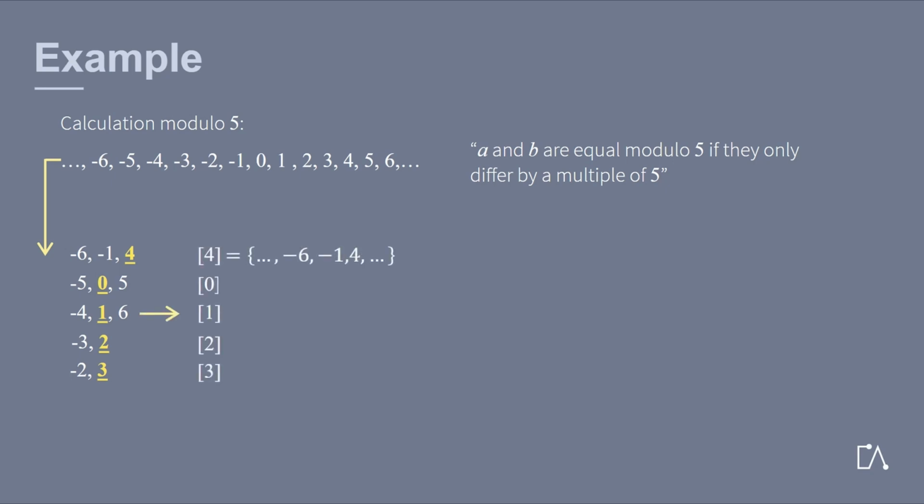The residue class 4 also contains -6, -1 and 4. If we would choose different representatives, for instance 6 instead of 1, the residue classes are the same, since their representatives are the same modulo 5. In total, Z/5Z consists of the residue classes from 0 to 4.